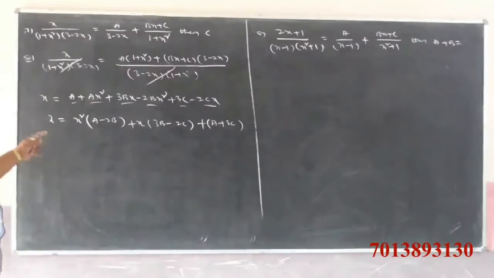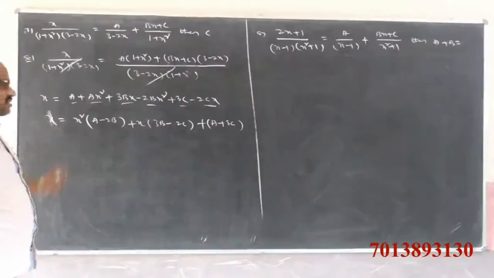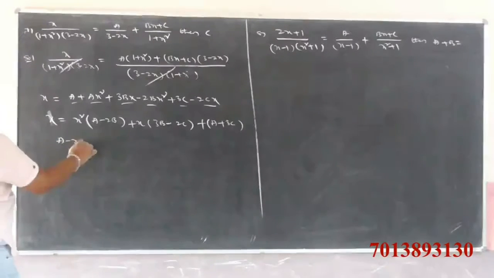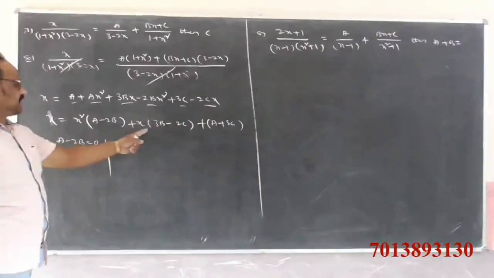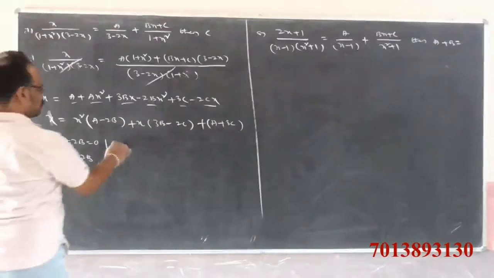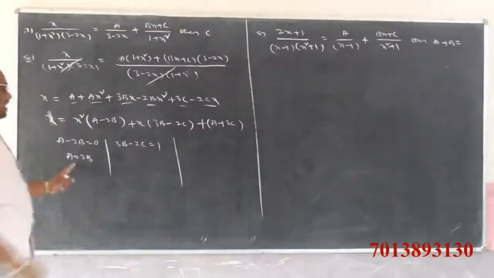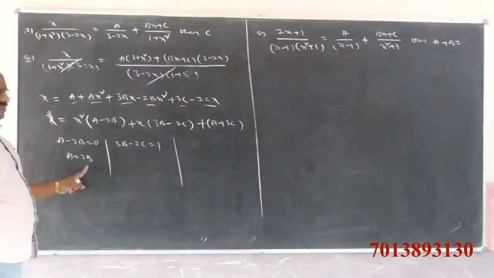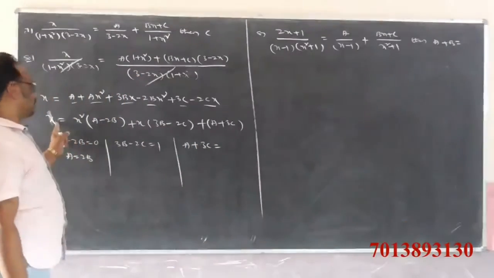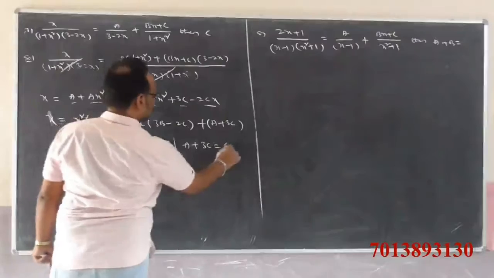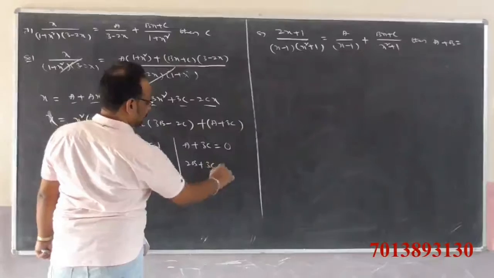Compare the LHS and RHS. Coefficient of x square: here there is no x square, so this is taken as 0. So a minus 2b is equal to 0, a is equal to 2b. Coefficient of x is 1 here, so 3b minus 2c is equal to 1. A is equal to 2b. And for the constant term, a plus 3c is equal to 0, with a equal to 2b. Substitute here: 2b plus 3c is equal to 0.